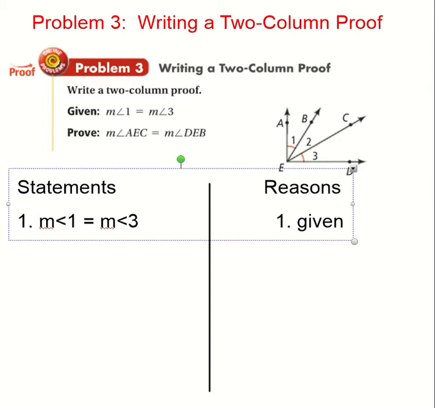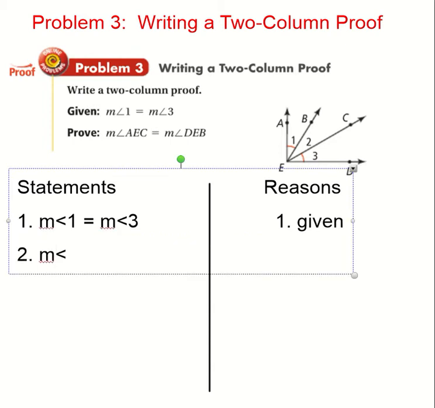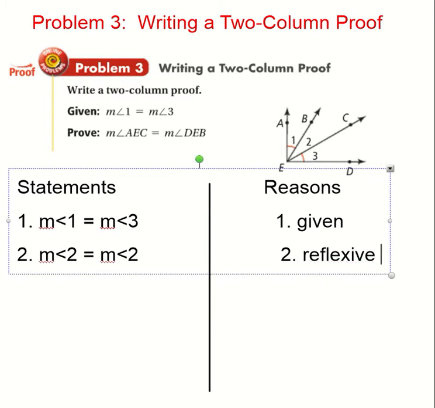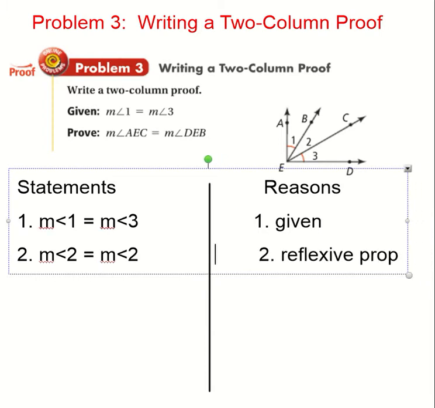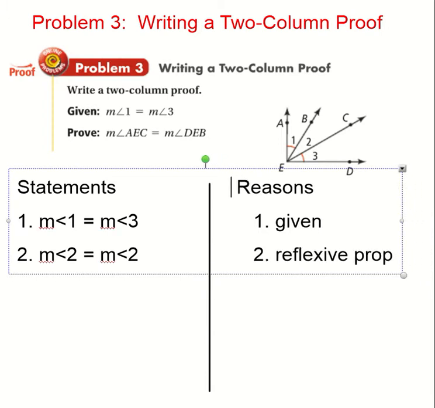Okay. So, what's our next statement? If we're trying to prove that AEC is equal to DEB, we need to deal with angles 1, 2, and 3. So, what can we say about angle 2? Well, we can say that the measure of angle 2 is equal to itself, by the reflexive property. That's what I'm going to say. I'm going to move these over just a little bit so I have more space when I need to give some longer reasonings.